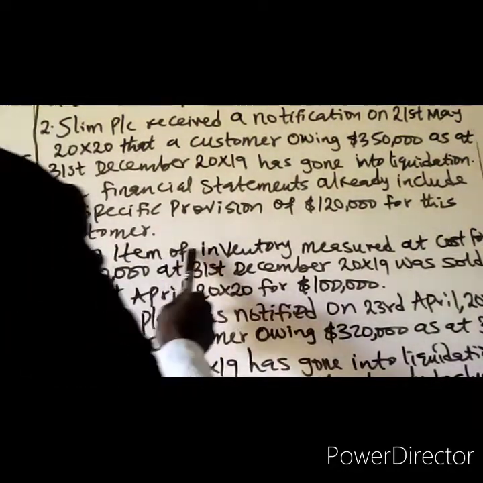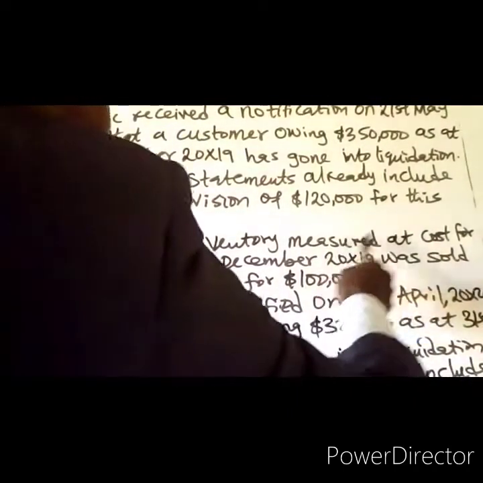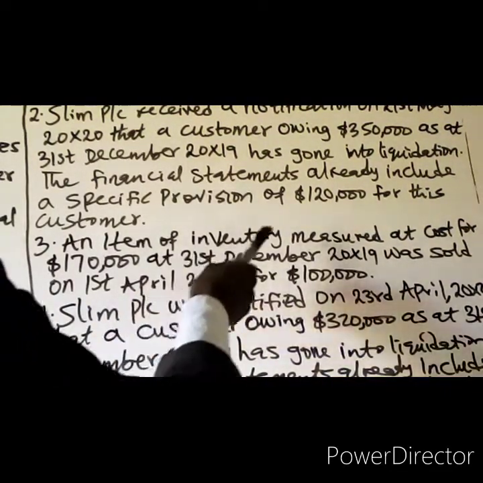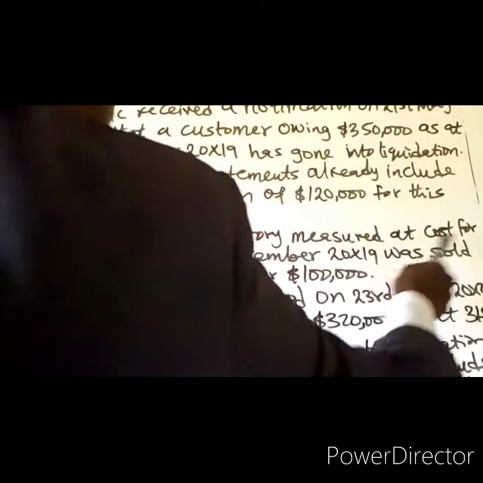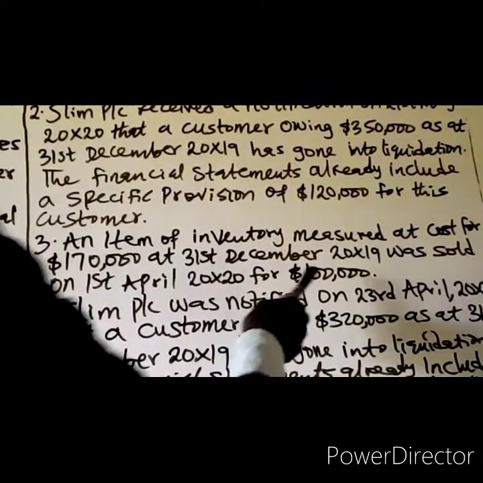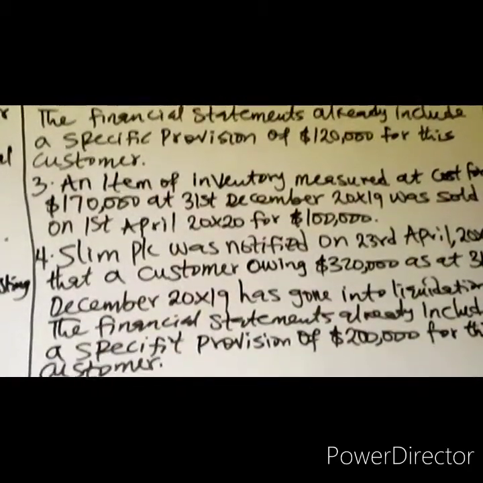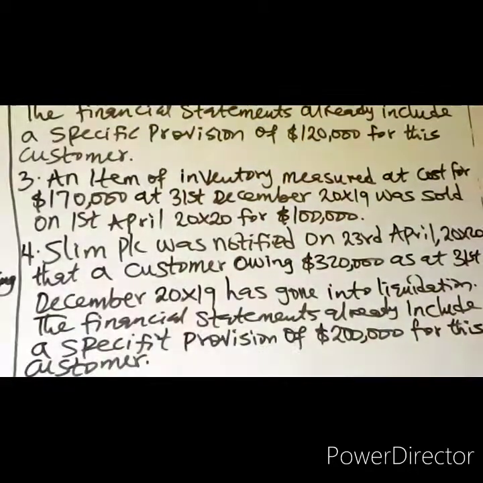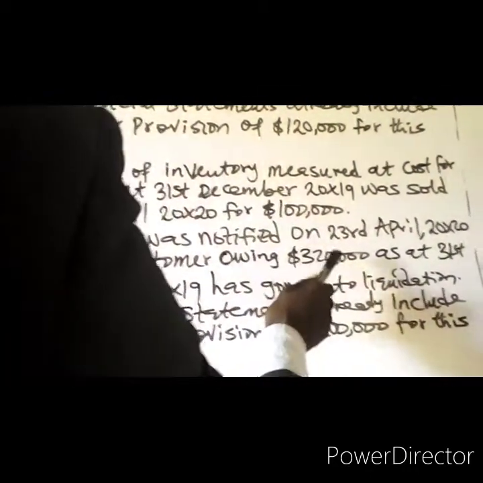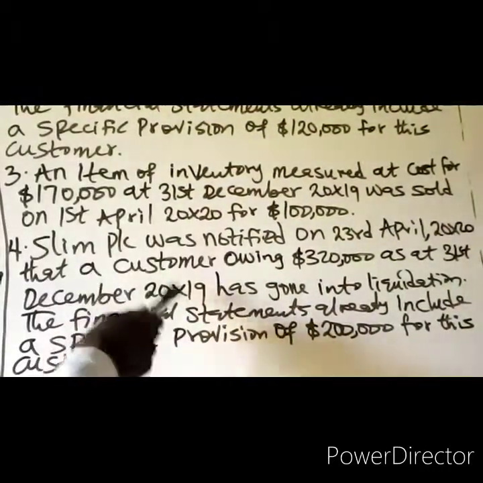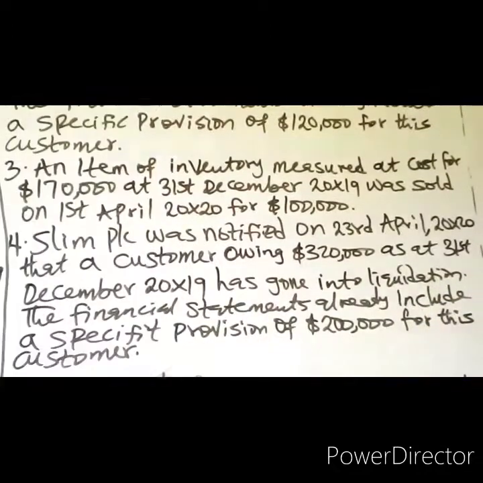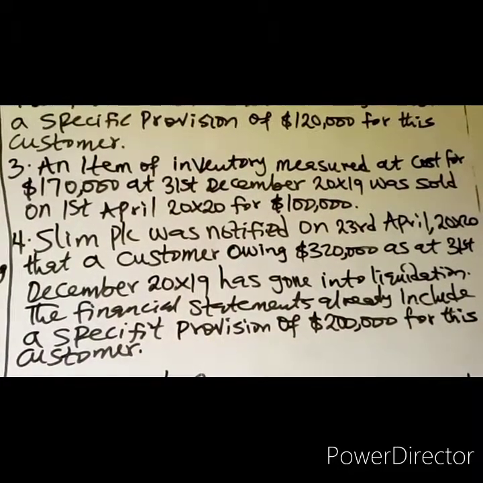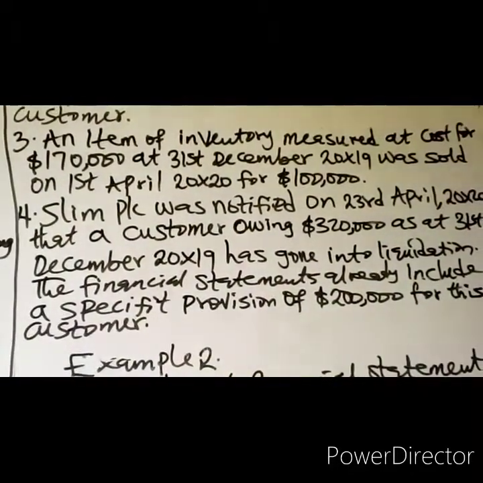3. An item of inventory measured at cost of $170,000 at 31st December 2019 was sold on 1st April 2020 for $100,000. 4. Slim PSC was notified on 23rd April 2020 that a customer owing $320,000 as at 31st December 2019 has gone into liquidation. The financial statements already include a specific provision of $200,000 for this customer.